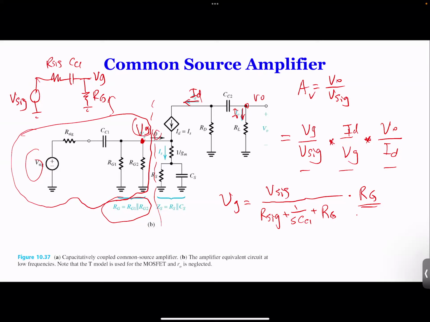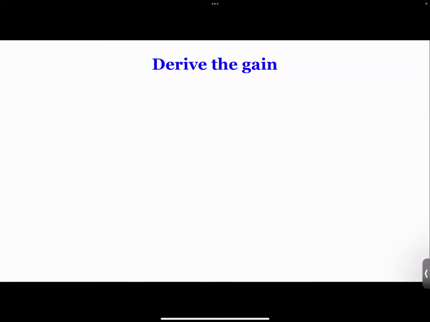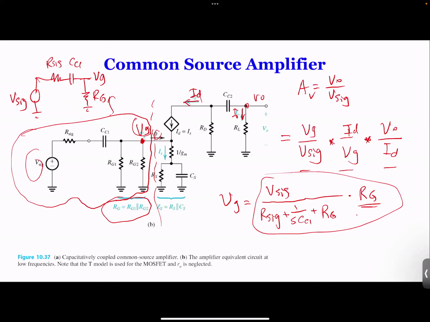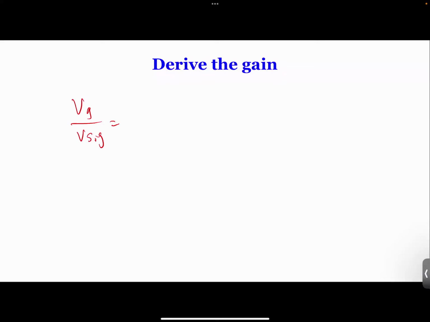So from here, we can now go ahead and convert this into VG over VSIG. So we can convert VG over VSIG equal to this part, right? So it's RG over RG plus RSIG plus 1 over SCC1. So that's VG over VSIG. And then we multiply by SCC1 on both bottom and top.